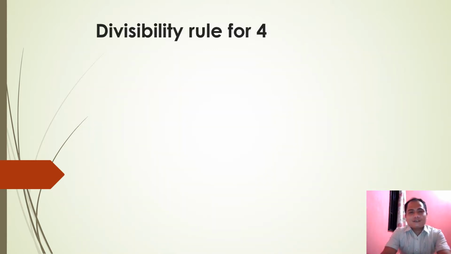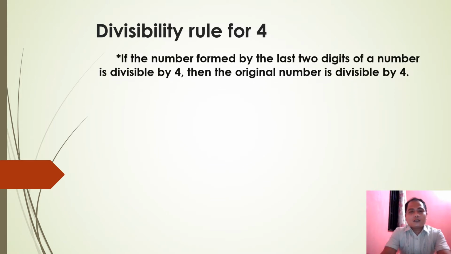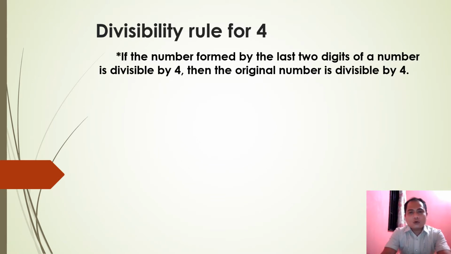Okay, let's start the divisibility rule for 4. The rule is if the number formed by the last two digits of a number is divisible by 4, then the original number is divisible by 4. So in short, we are just looking at the last two digits.